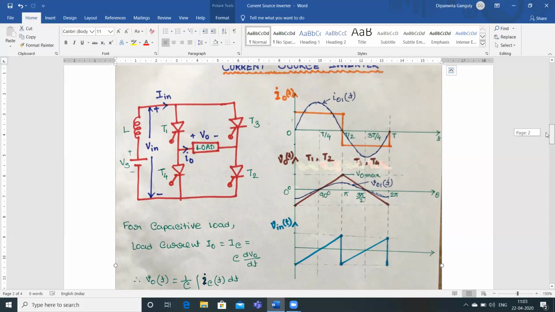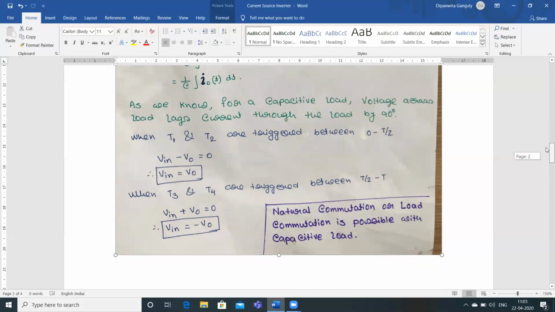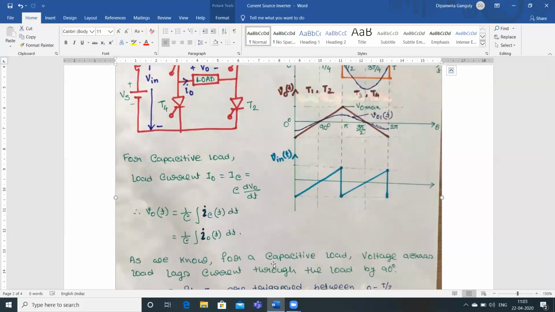So you see here, V in minus V0 is equal to 0, therefore V in is equal to V0. So the output waveform will follow the input voltage waveform. So this is the V0, that is equal to V in. Got it?